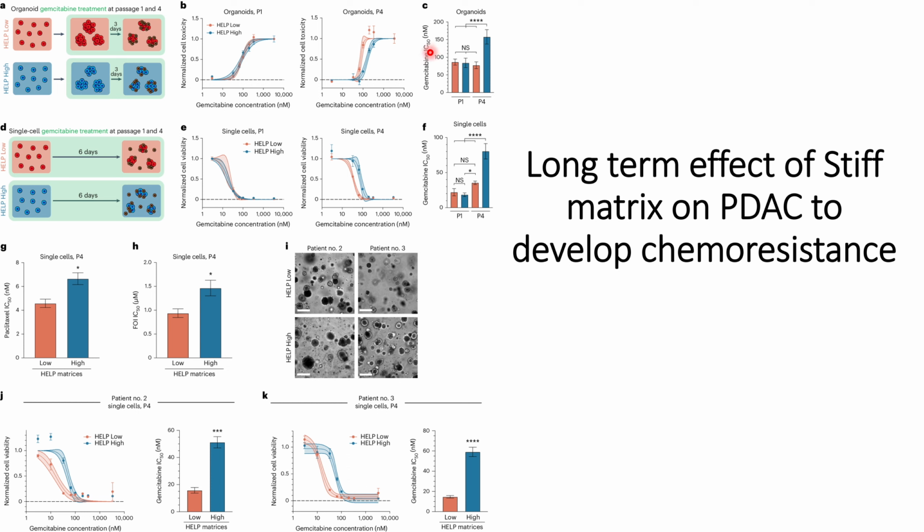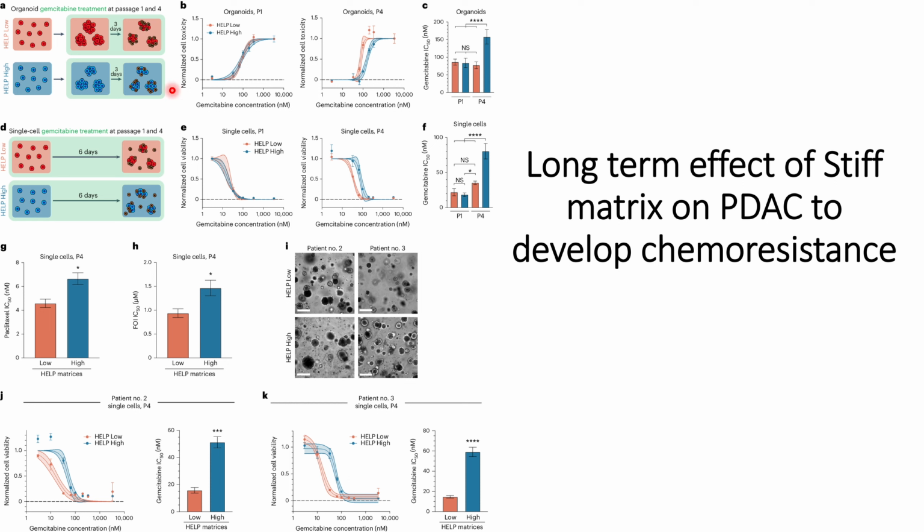So they used this IC50 to check the amount of gemcitabine required, and they found that in the case of HELP high, the IC50 levels are statistically significant compared to the other cases, and in the HELP low at passage 4 there is not much statistical difference observed.